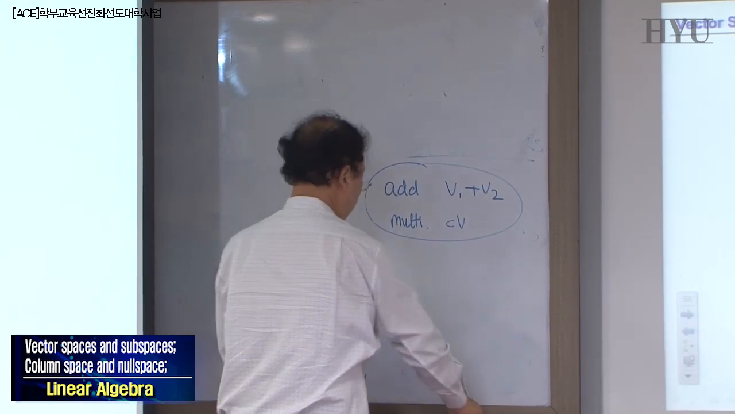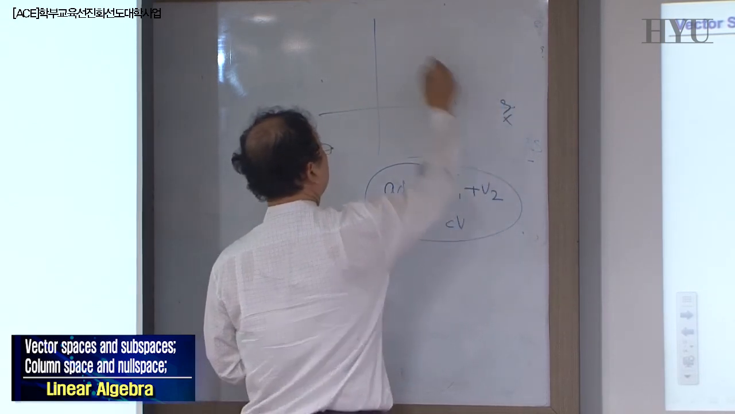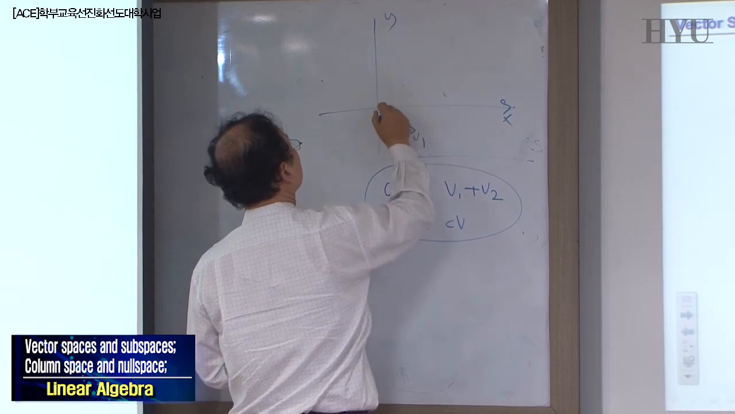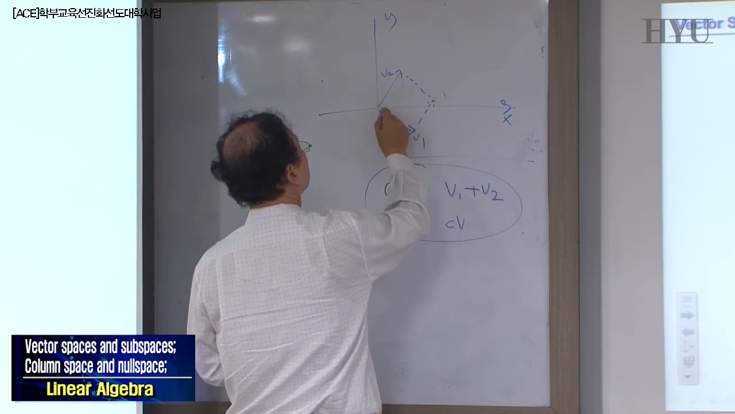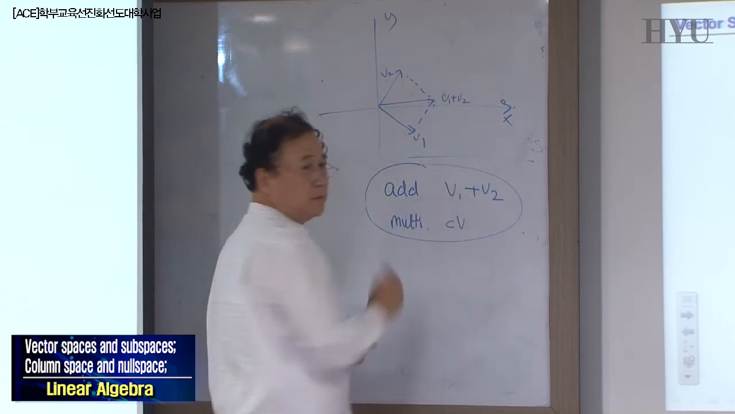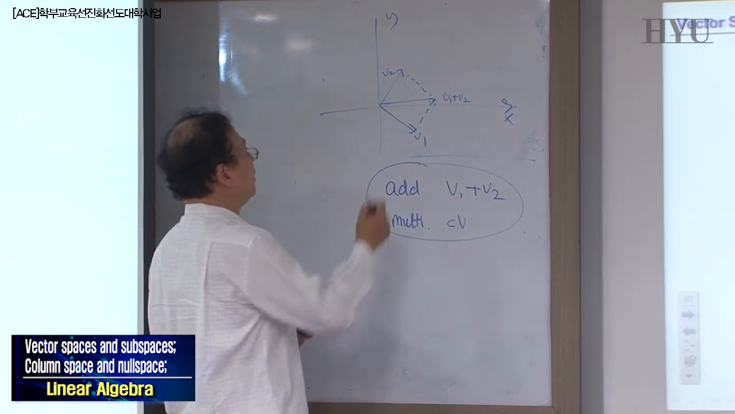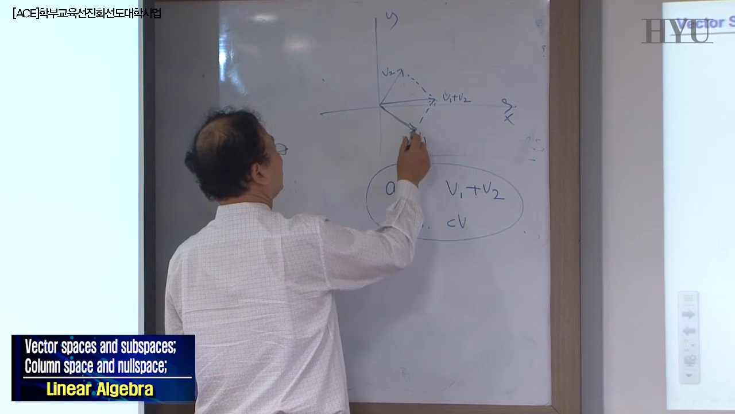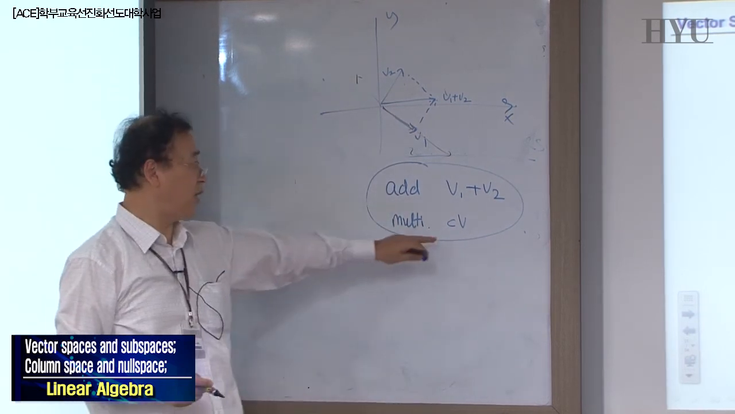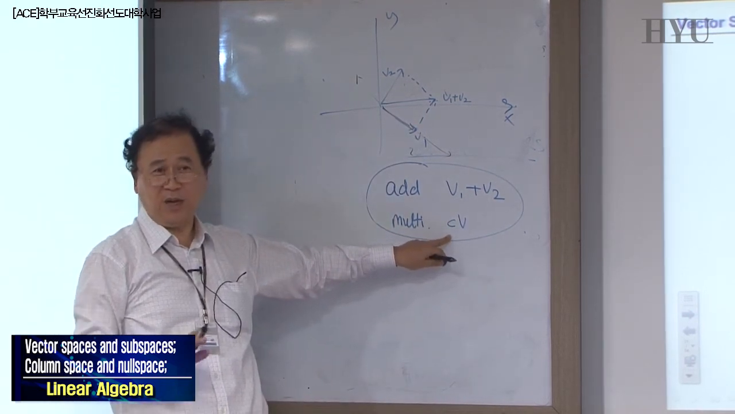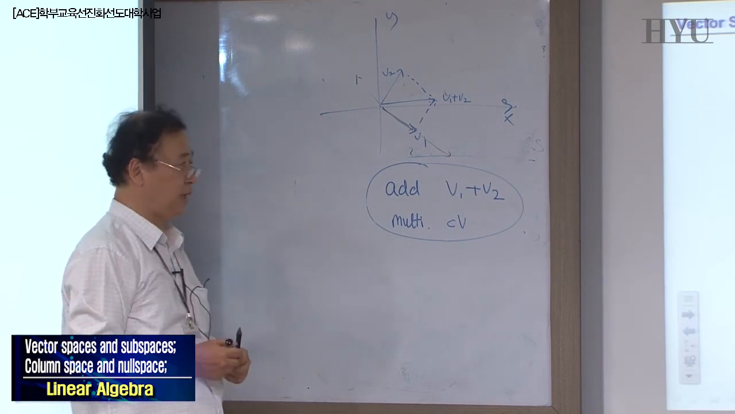The operation here is addition. In 2 dimensions we can explain it easily. With vectors v1 and v2 in x, y coordinates, we know how to add them. This is v1 plus v2. Then multiplication: with v1, 2v1 is twice as long, and minus v1 points the opposite way. Because if we allow negative values for c, we don't have to define subtraction, so addition is enough. That's what we call a vector space.